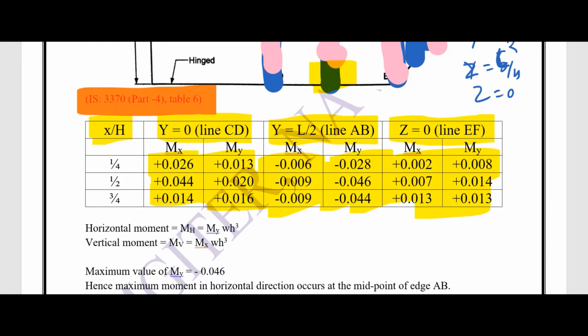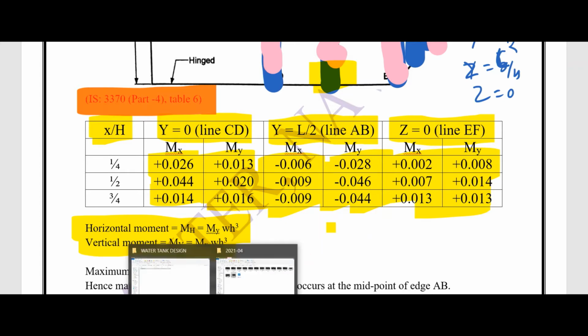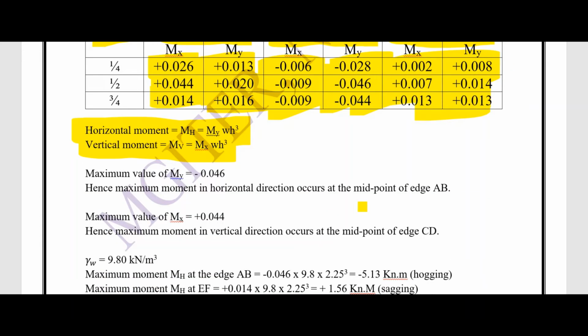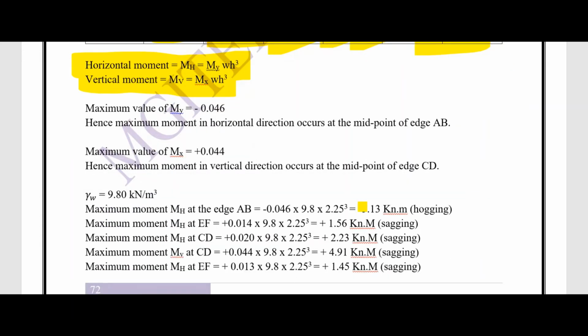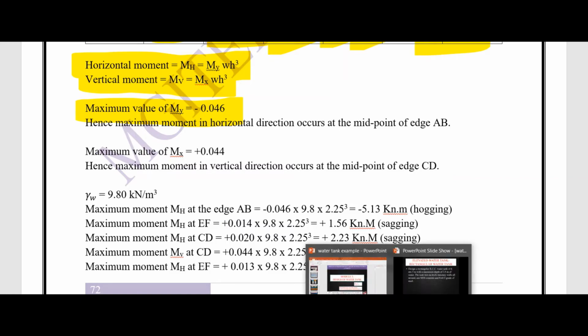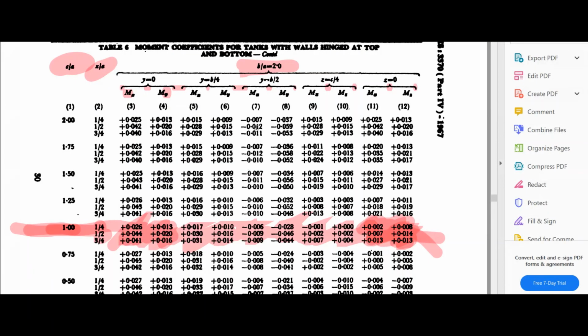Now here is one condition. We have to find the horizontal moment and vertical moment. The equation is given in the IS code: My equals the coefficient times W H cube, Mx equals the coefficient times W H cube. So the maximum value of My is 0.046.